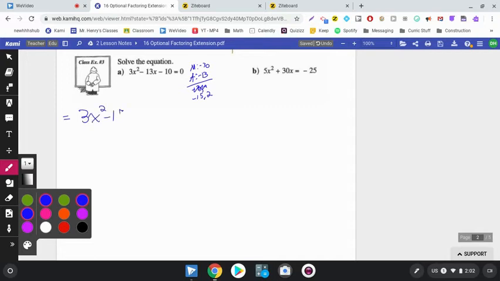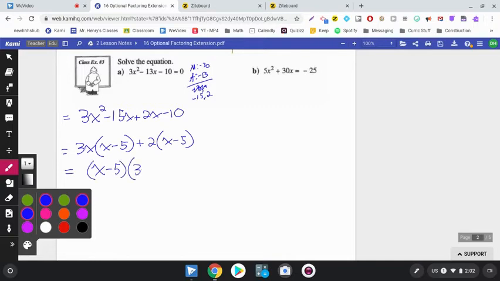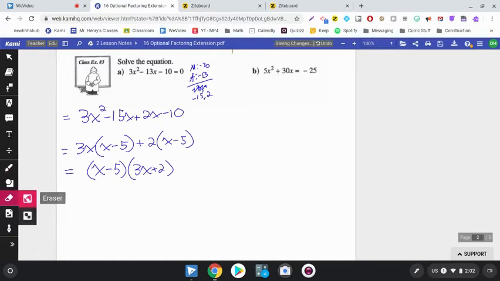Great, so I do decomp. 3x squared minus 15x plus 2x minus 10. I factor by grouping, bringing out the first 2 terms. Take out a 3x. Next 2 terms I can bring out a 2. I'm doing this pretty quickly because I don't want you to worry about the factoring. I want you to worry about the other part. And I get x minus 5 times 3x plus 2.